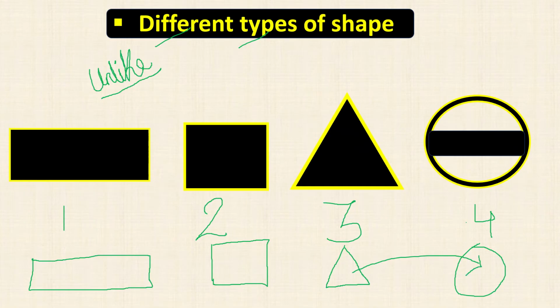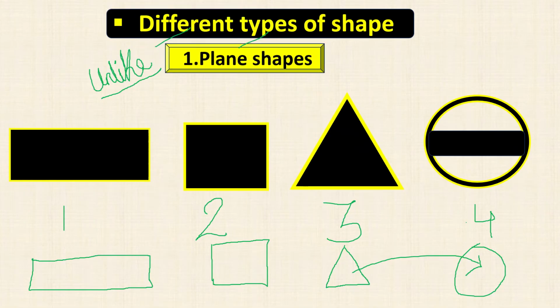Clear? So form means that everyone has a fixed form, and that fixed form is considered as a shape. Before going to the first one, just remember that shapes are divided into two parts. First one is a plane shape.